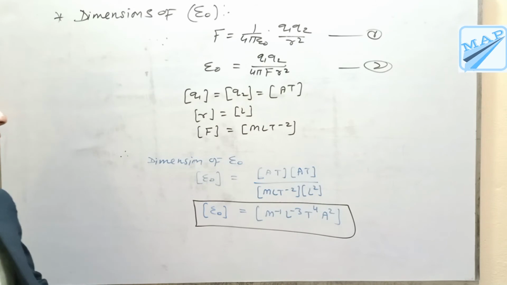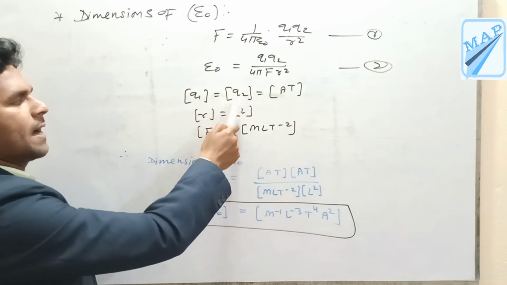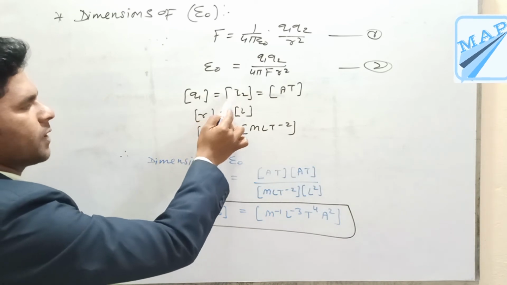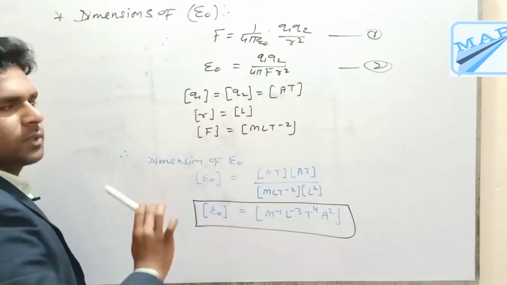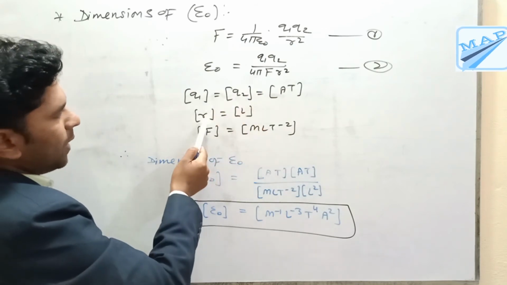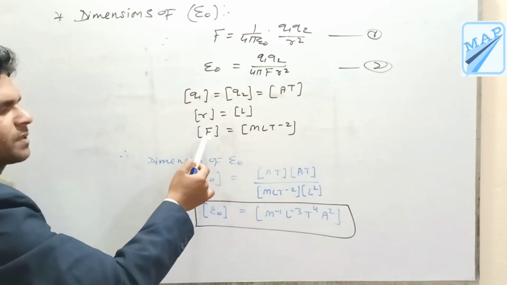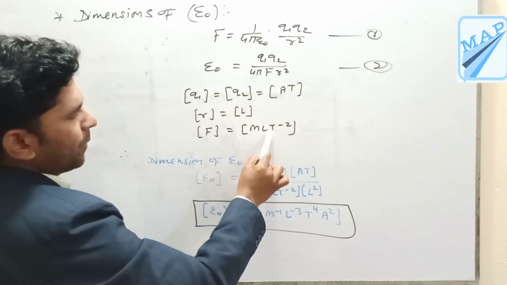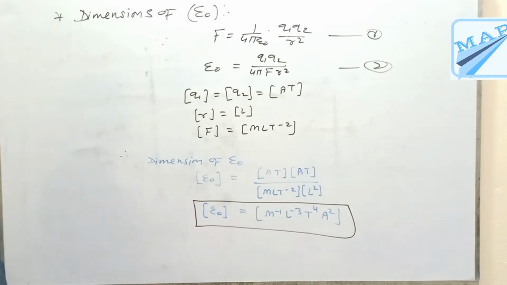Remember one thing: dimensions are always written in large brackets. The dimensions of Q1 and Q2 are both [AT], since this is charge. The dimension of R is [L]. Similarly, the dimension of F, force, is [MLT^-2]. Dimensions are always written in large brackets.